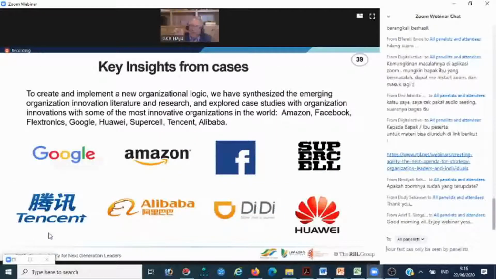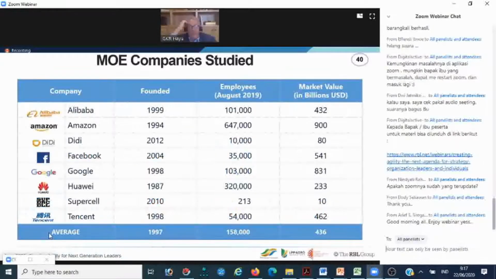So Arthur and I decided, who are companies who've done what that small organization of 80 people did at scale? Because the state-owned enterprises in Indonesia are large. Some are small, some are very large. We looked at 8 companies. We looked at Google, Amazon, and Facebook in the United States, North America. We looked at Supercell in Europe. We looked at Tencent, Alibaba, Didi, Huawei in China. Why these 8 companies? Because they're amazing.